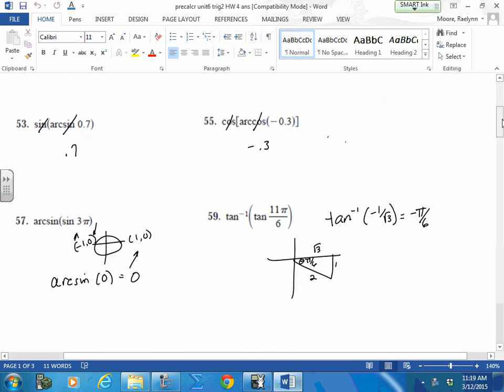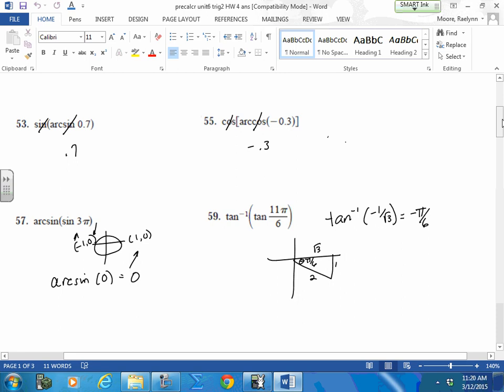These guys, if you think this out and you actually figure out what it's saying, it'll make more sense. I want the sine of an angle, a restricted angle, whose sine is 0.7. So there's my sine, right? They kind of cancel each other out. I want the cosine of a restricted angle whose cosine is negative 0.3. I just want the cosine. There it is. So it kind of cancels itself out. It doesn't work that way with the arc part in front, such as this one.